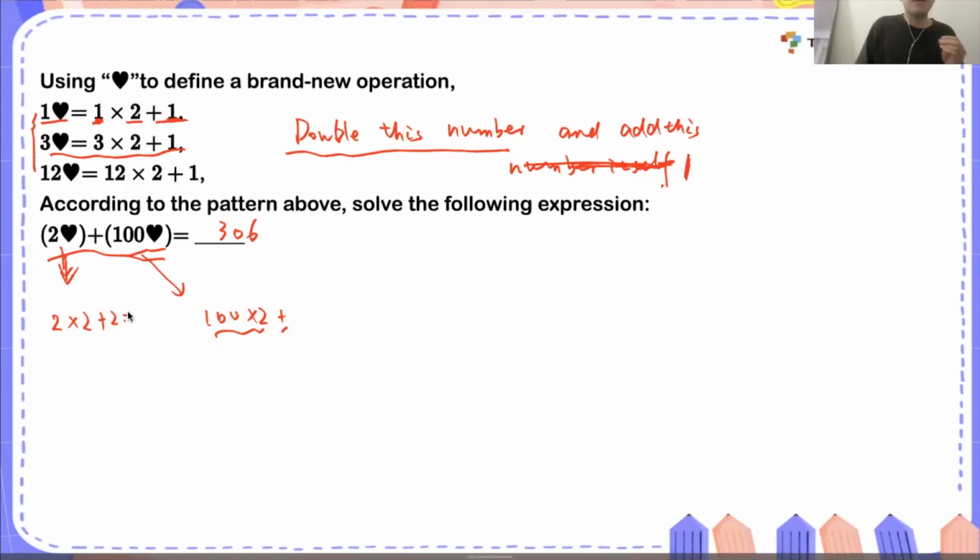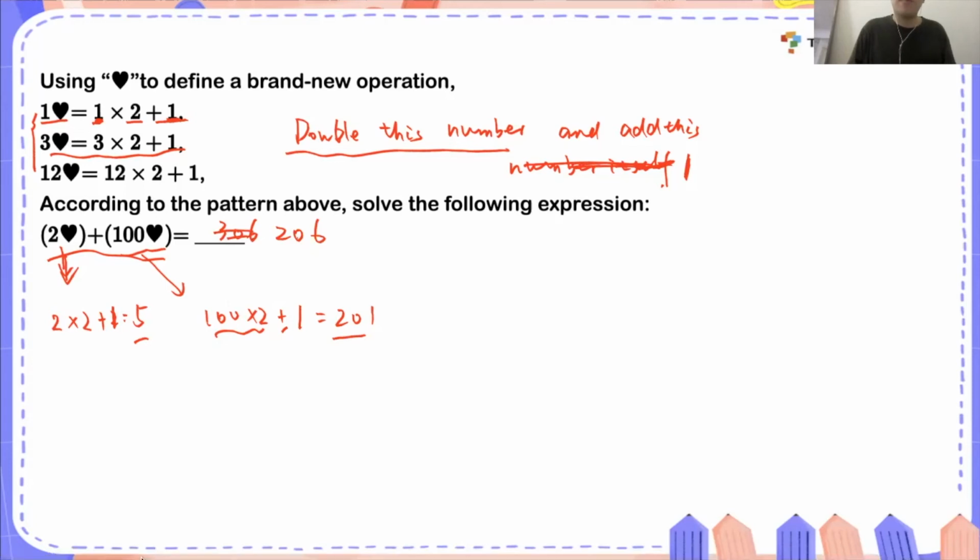Okay, so the first is double this number and add 1, that is 5, and 100 hat. We still add another one, that is 201, and 5 add 201, that is 206. You're right, I'm wrong, okay? Sorry for that. And I will move to the next question.